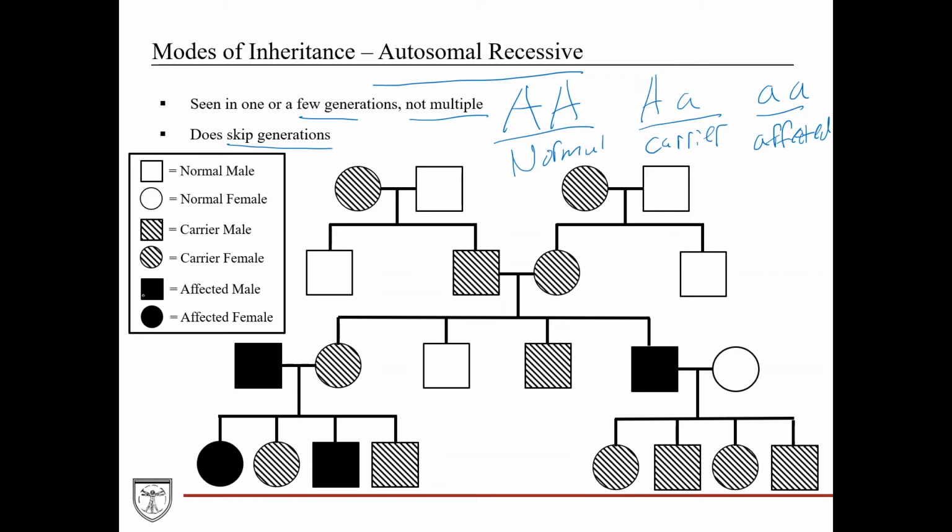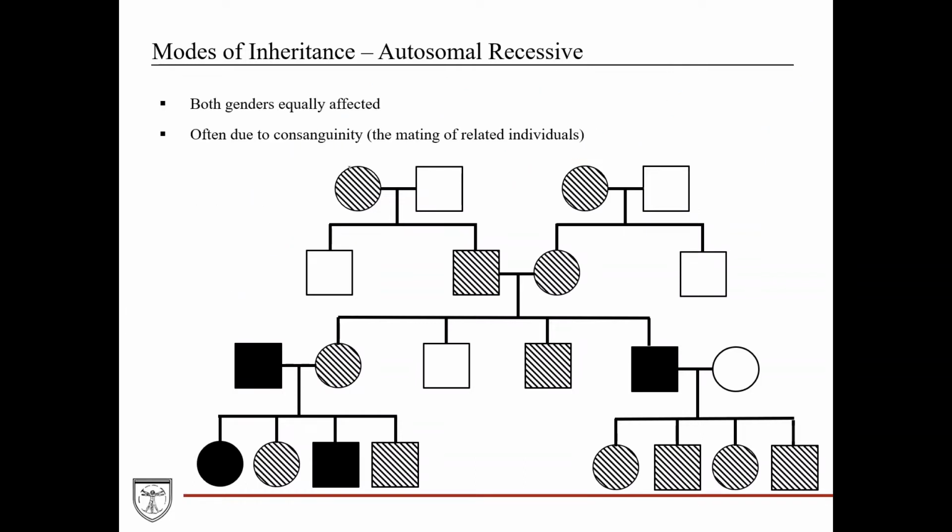And then if they're fully filled in black, that means they're affected, meaning they're homozygous recessive. Both genders are affected equally in this, and this is often due to consanguinity, which is where you have the mating of related individuals. And this is relevant because let's say you have a family that has a disease, you're going to have a lot of family members that will be carriers.